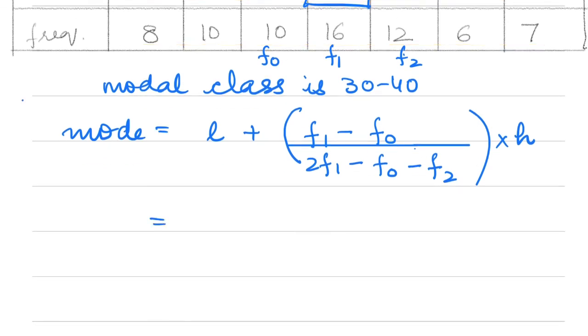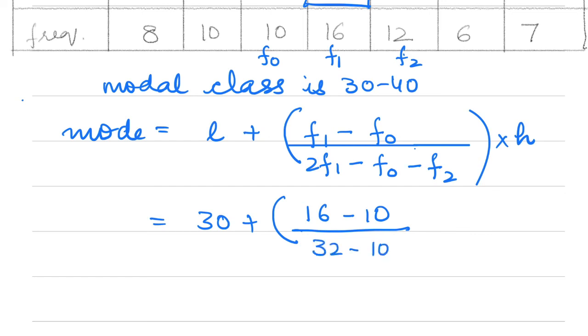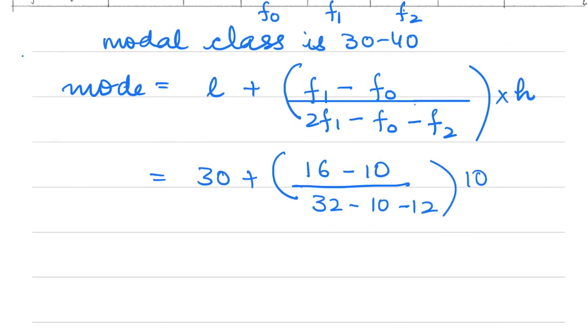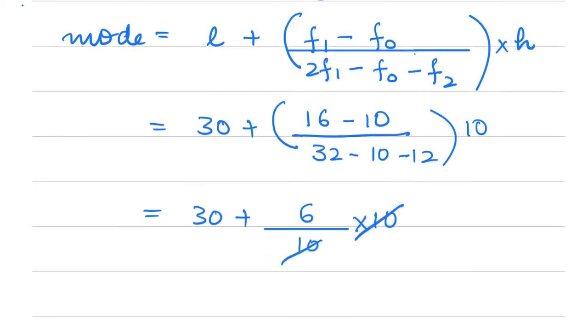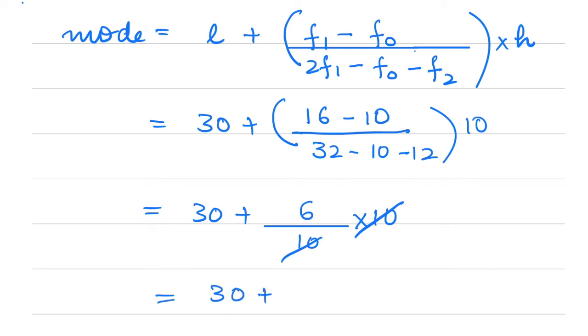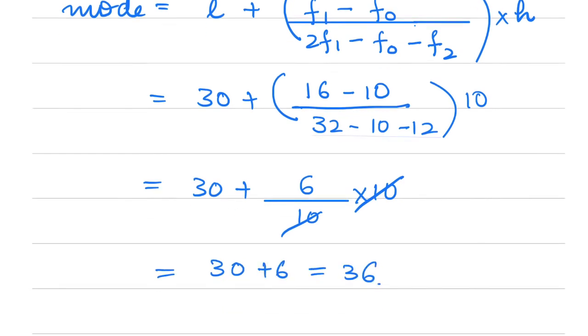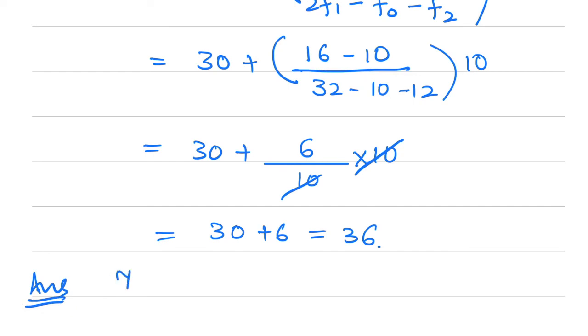So now mode will be equal to lower limit 30 plus frequency of modal class 16 minus 10, F0. Then twice the frequency is 32 minus 10 minus 12, multiplied by the height 10. This is equal to 30 plus 16 minus 10 is 6, and 32 minus 22 gives me 10, multiplied by 10. The 10 gets cancelled. So this is equal to 30 plus 6, which is 36. Now the answer I can write down is that the mode is 36.